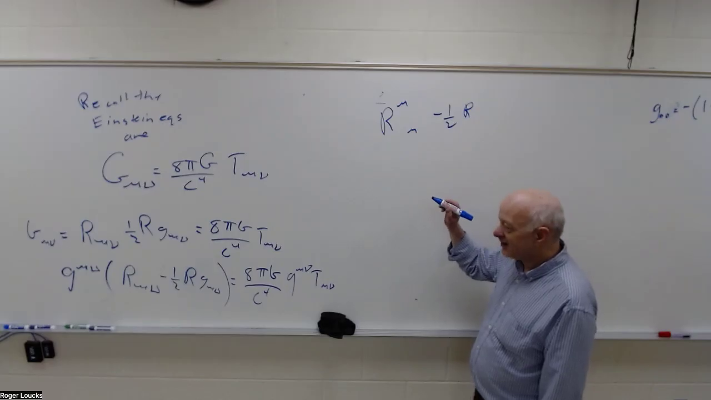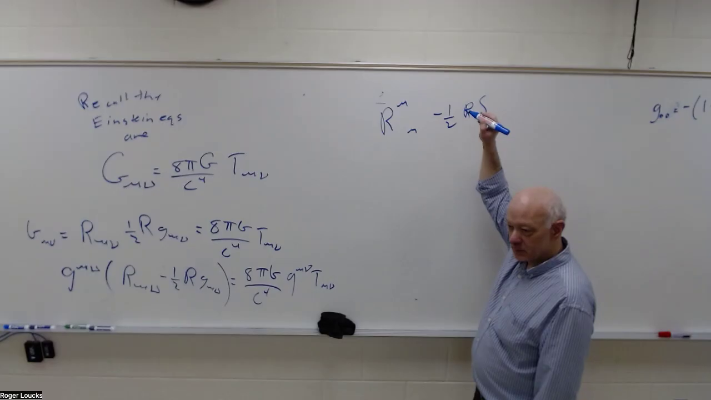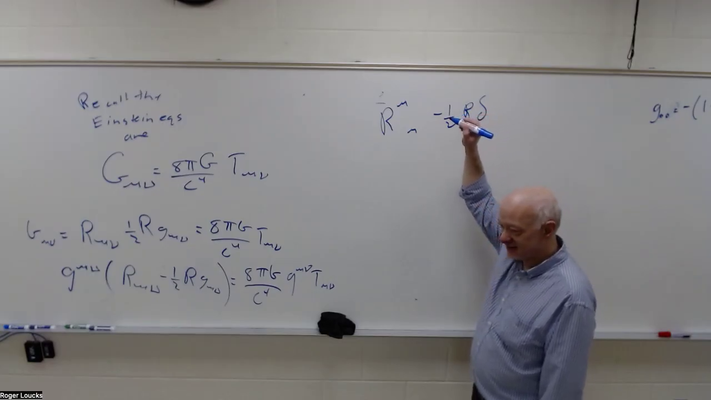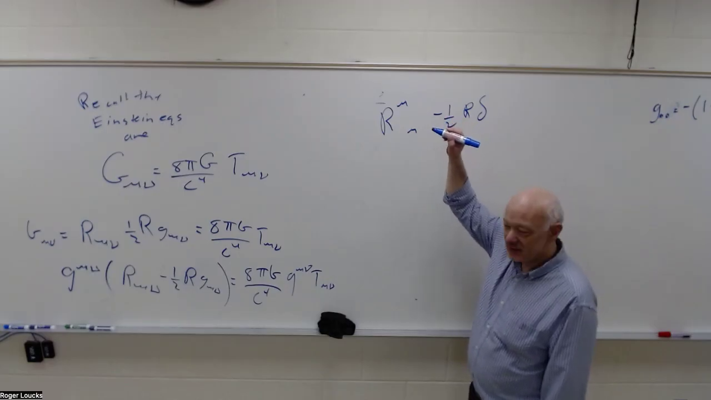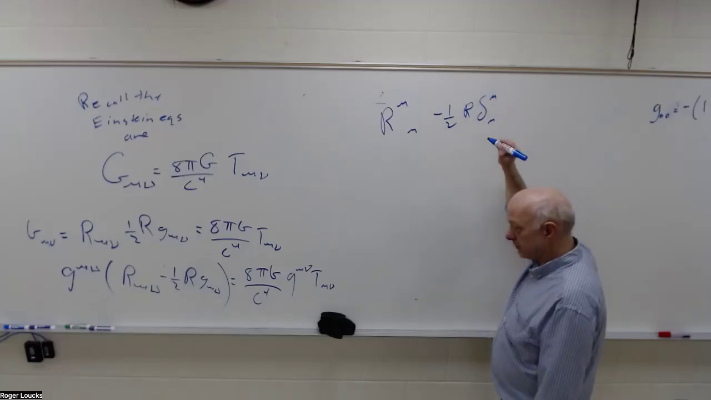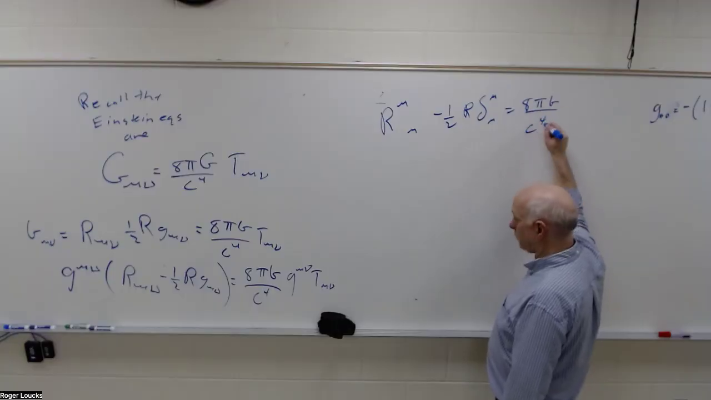That's the Kronecker delta, either mu or nu. I'll keep it in use there. Equals 8 pi G over c to the fourth.